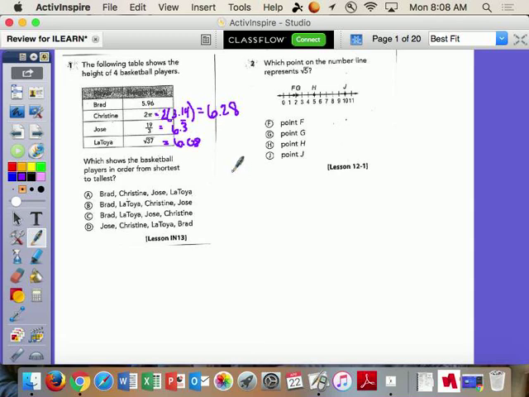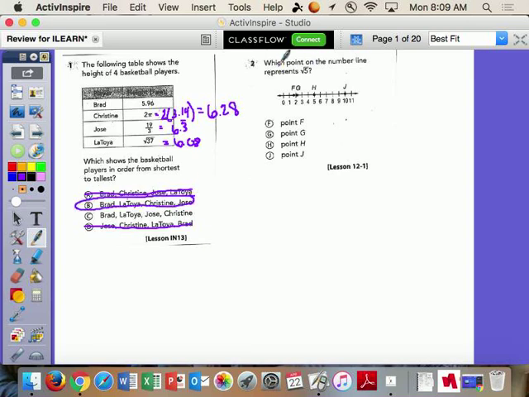Okay. So who's the shortest? Brad. So that means that D is out. Who is the next shortest? Out of these 3, who's the shortest? Well, 0 is smaller than both of these, so Latoya would be next. Okay? Then, who's shorter between these 2? Christine, so you should have B.